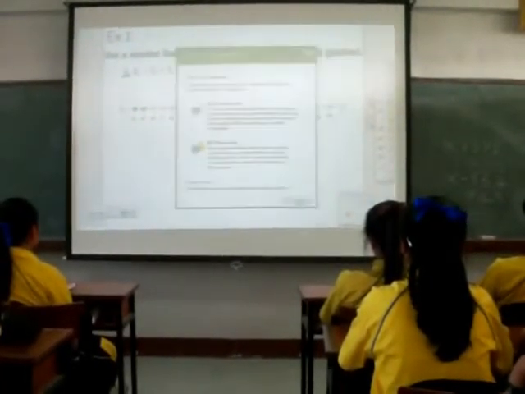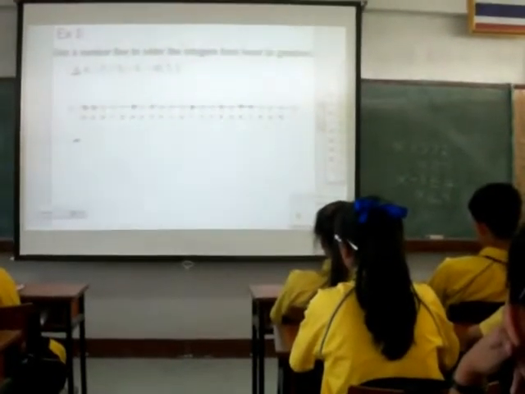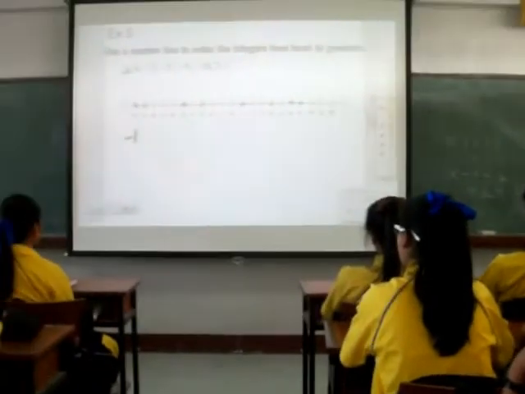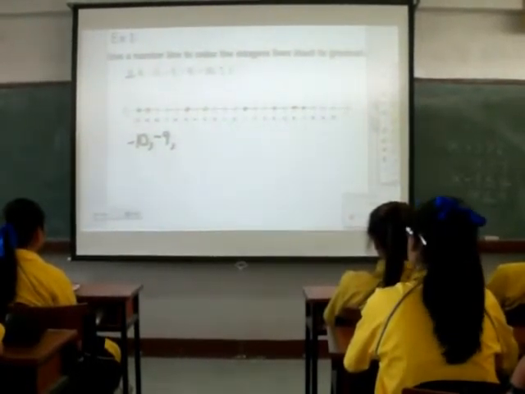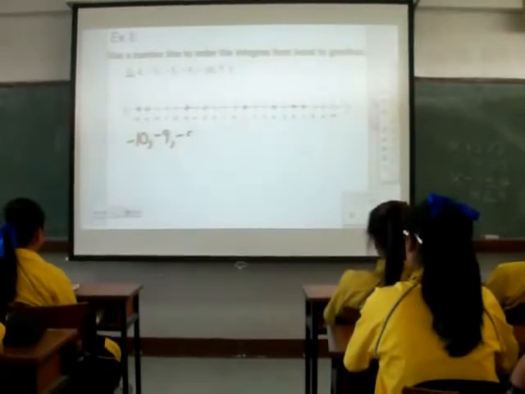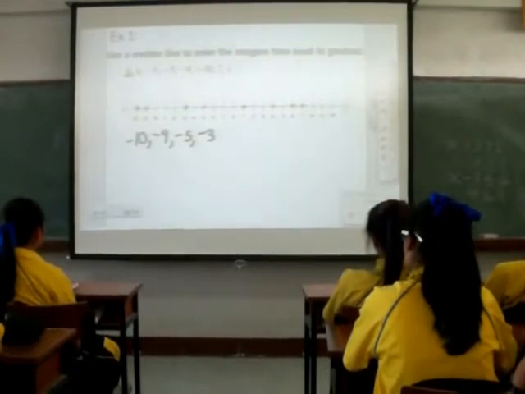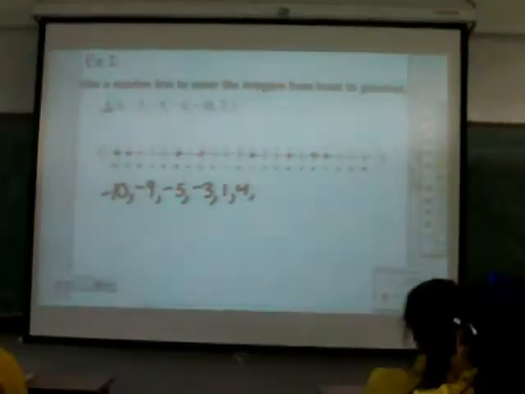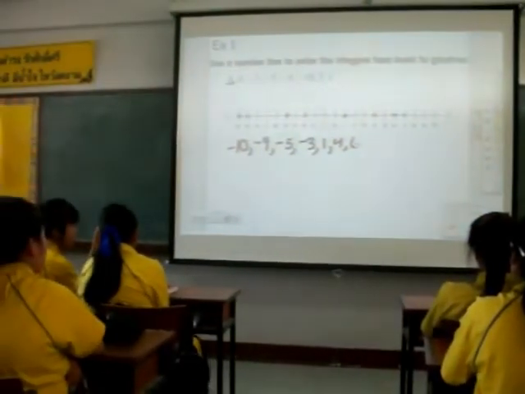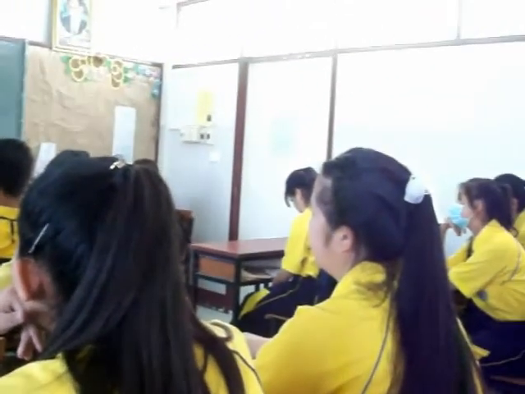Now that we have our number line, it's easy to see which is the furthest value to the left, which is the smallest number. To write these numbers from least to greatest, I'm going to go from left to right. I'm going to start with negative 10, followed by negative 9, negative 5, negative 3, positive 1, positive 4, positive 6, and finally positive 7.